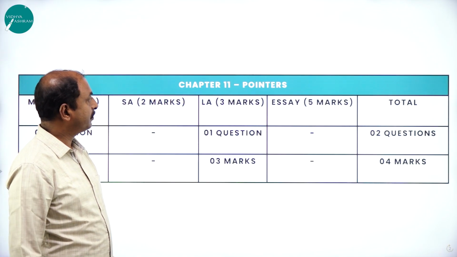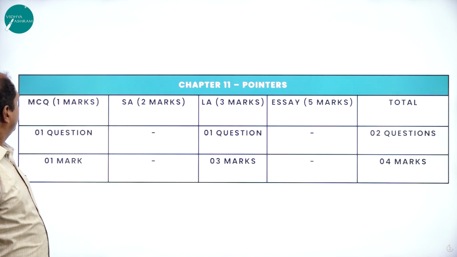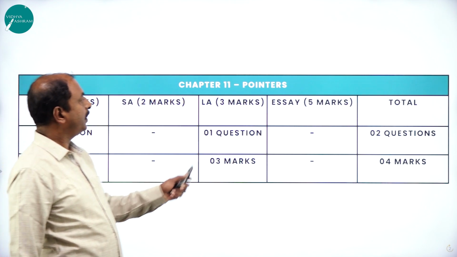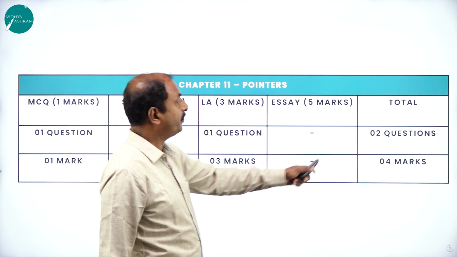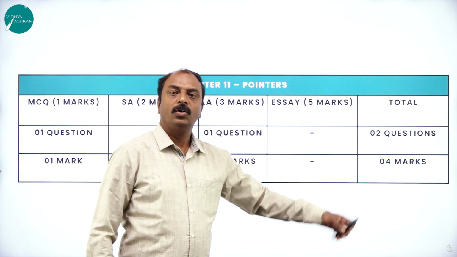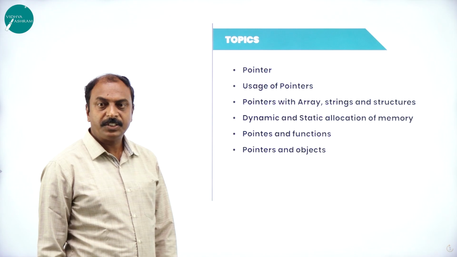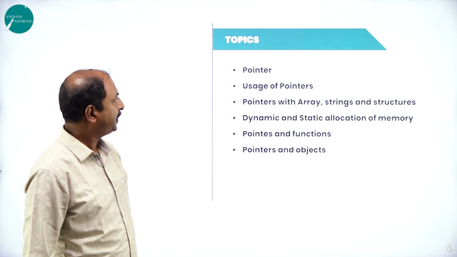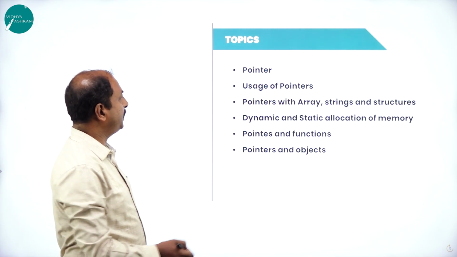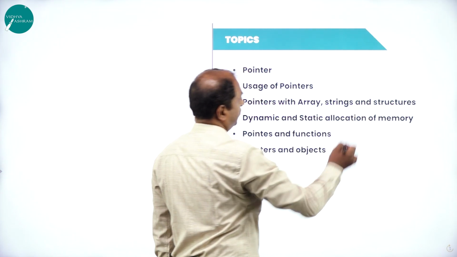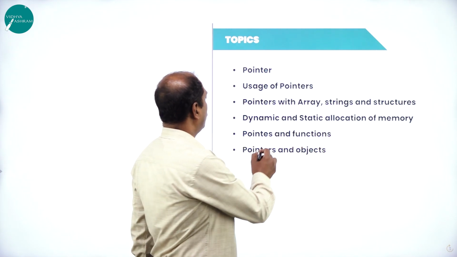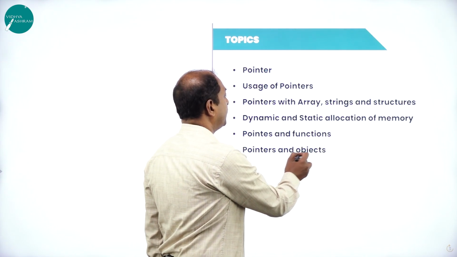Now let us see the weightage of the chapter. In this chapter, you will get one MCQ question for 1 mark and one 3-mark question. So there are 2 questions and the total weightage is 4 marks. Now in this chapter we are going to cover topics like pointers and usage of pointers, pointers with arrays, strings and structures, dynamic and static allocation of memory, pointers and functions, and pointers and objects.